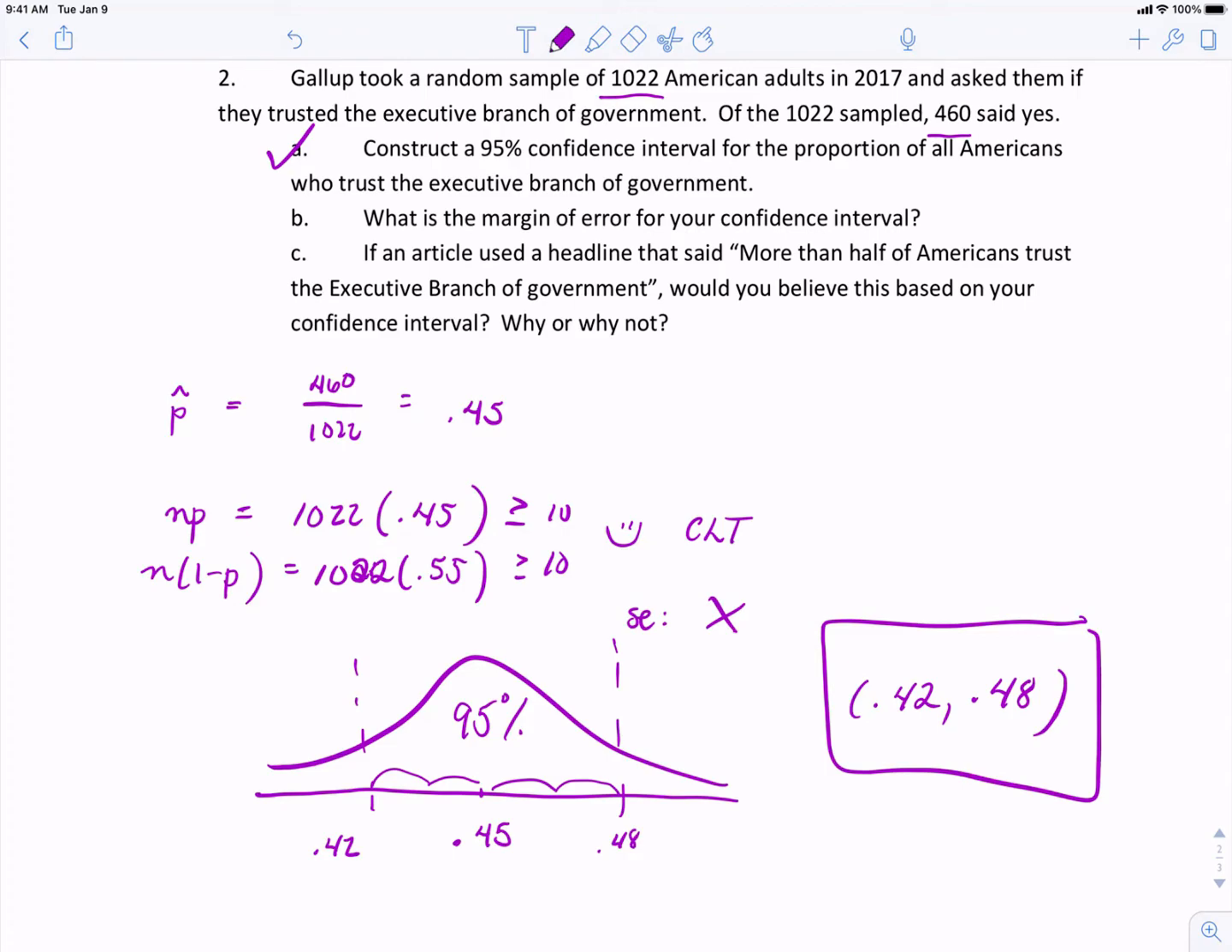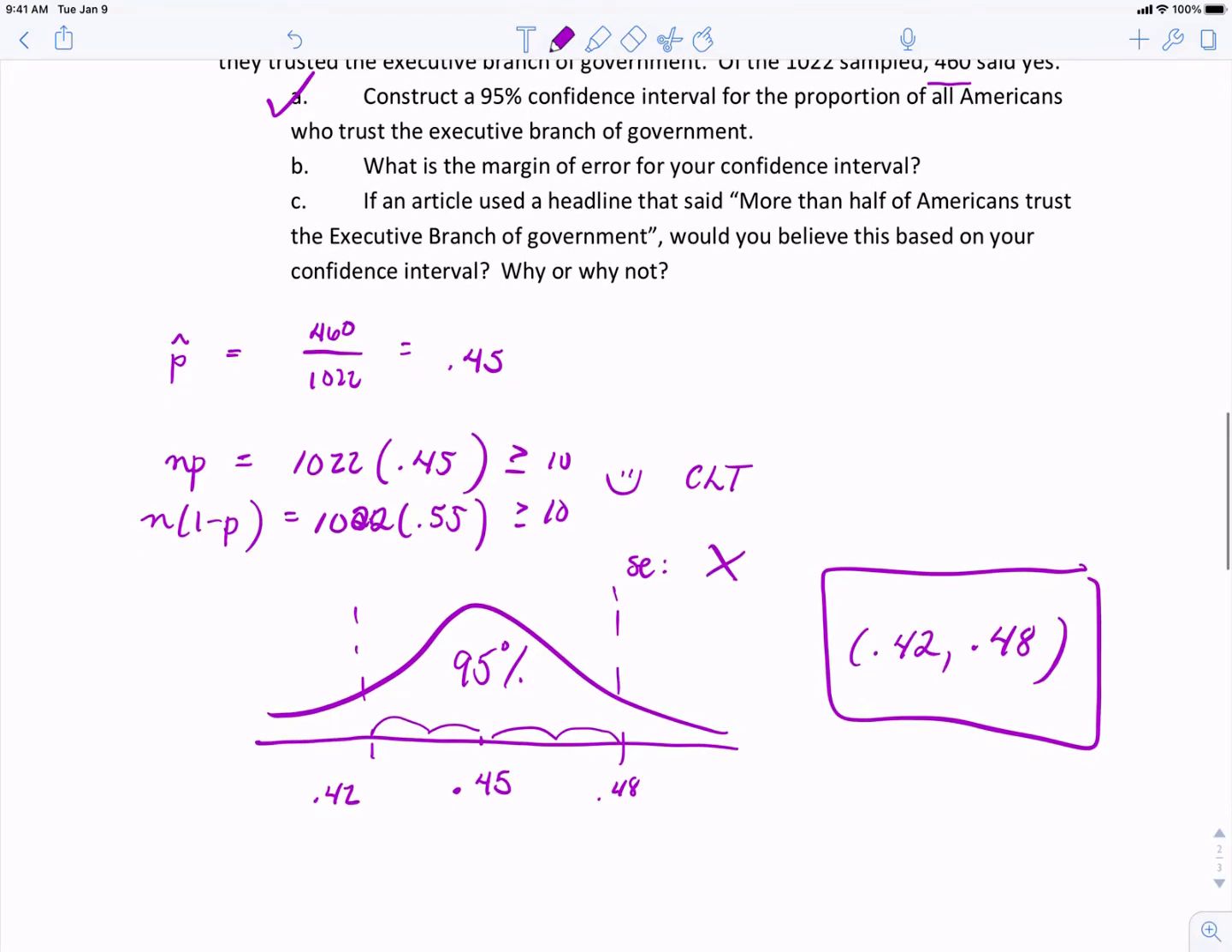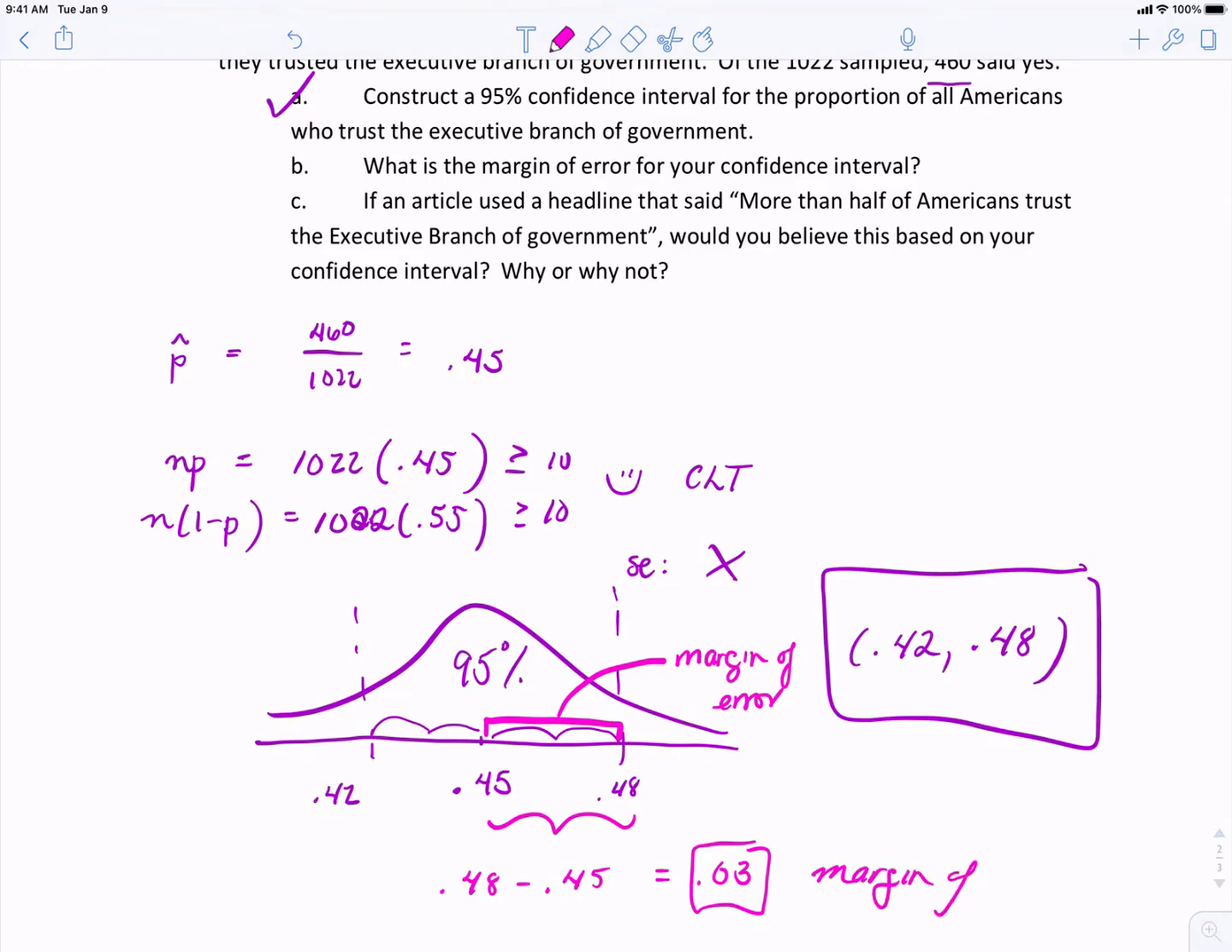What is the margin of error for your confidence interval? So remember, the margin of error is the distance from the center to one of the limits. So that is the margin of error. And the easiest way to find it is to simply subtract these two numbers. So if you subtract 0.48 minus 0.45, we get a margin of error of 0.03. So this is our margin of error. The most common mistake is to subtract the upper and lower limit. If you subtract the upper and lower limits, you get 2 margins of error, so be careful about that.